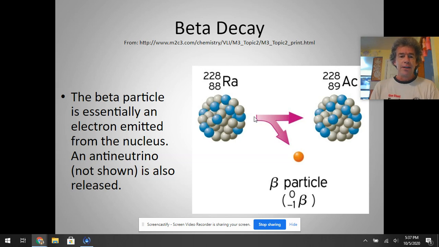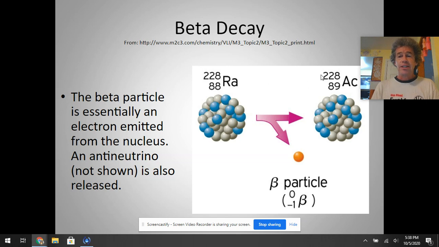And in beta decay, essentially what happens is an electron is emitted from the nucleus, and specifically, you have a neutron emit an electron or beta particle. There's also an antineutrino that gets emitted, leaving then a proton. So because of that, a neutron converts to a proton and an electron, which means that the number actually increases by 1. So here we have radium-228.